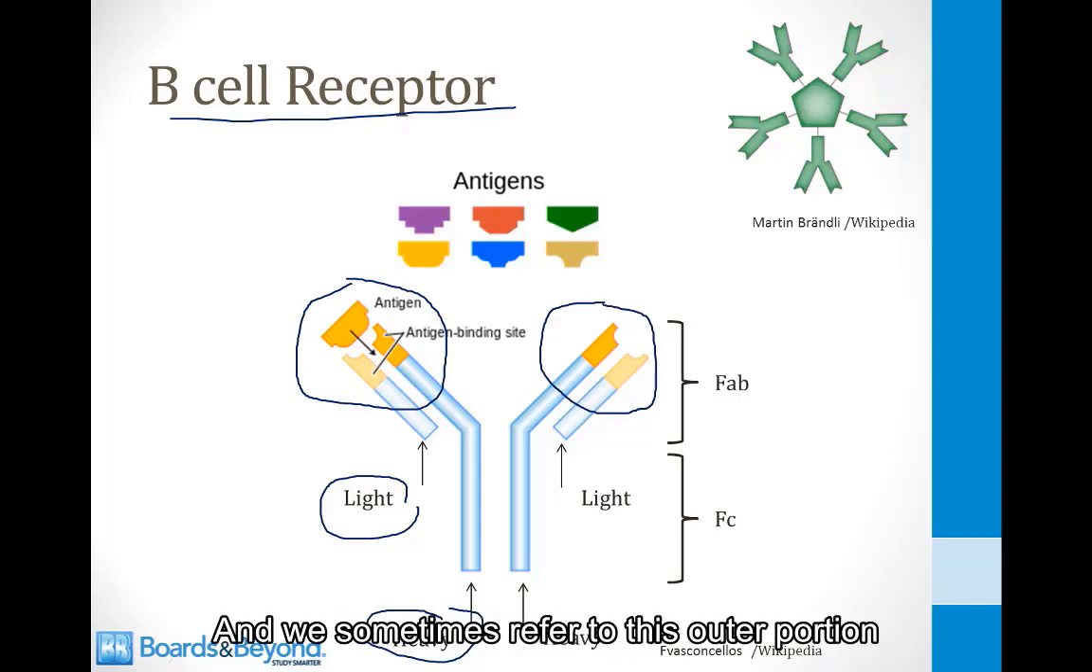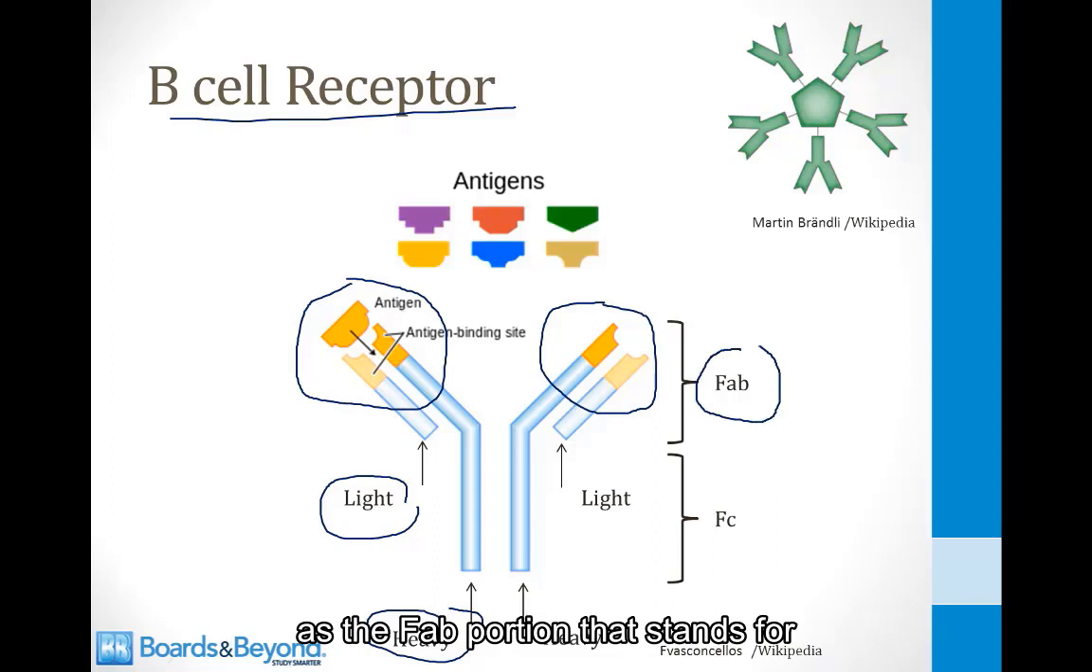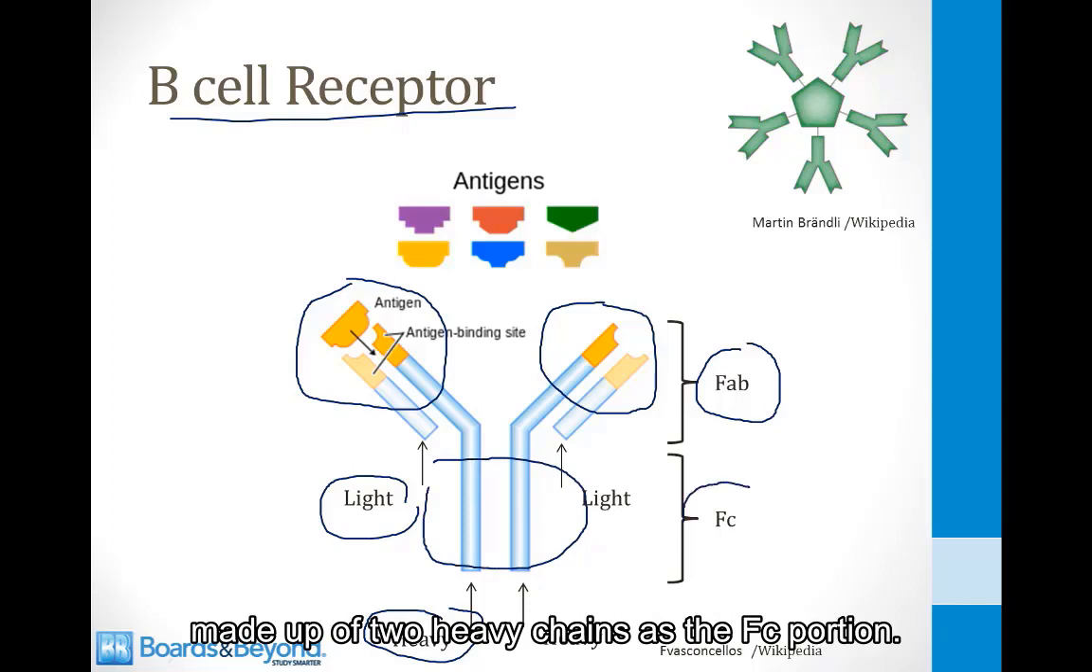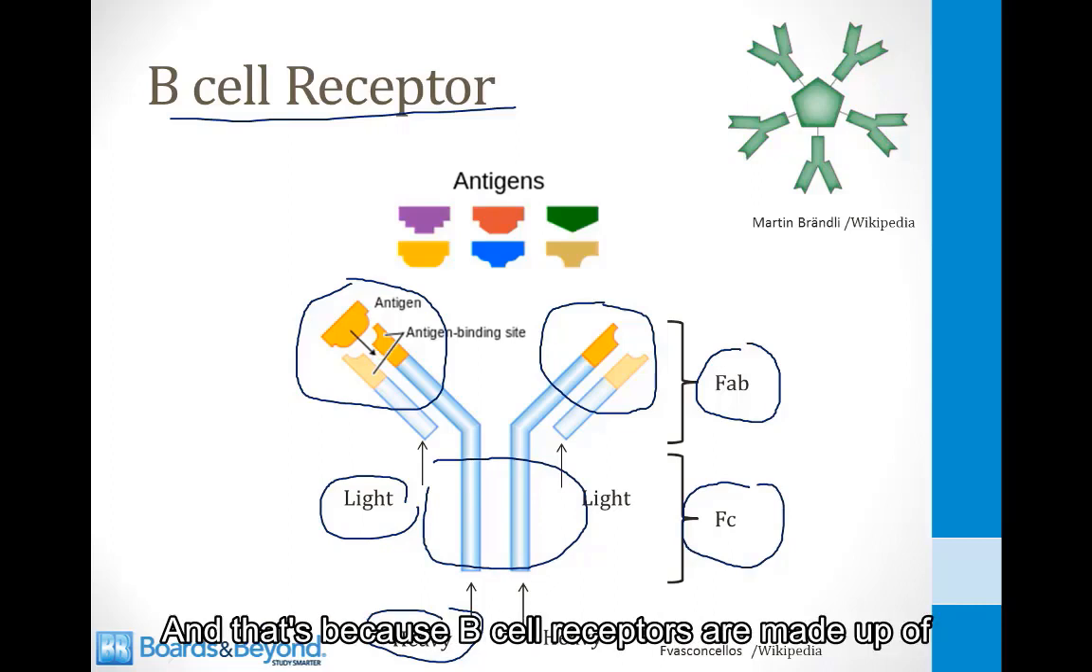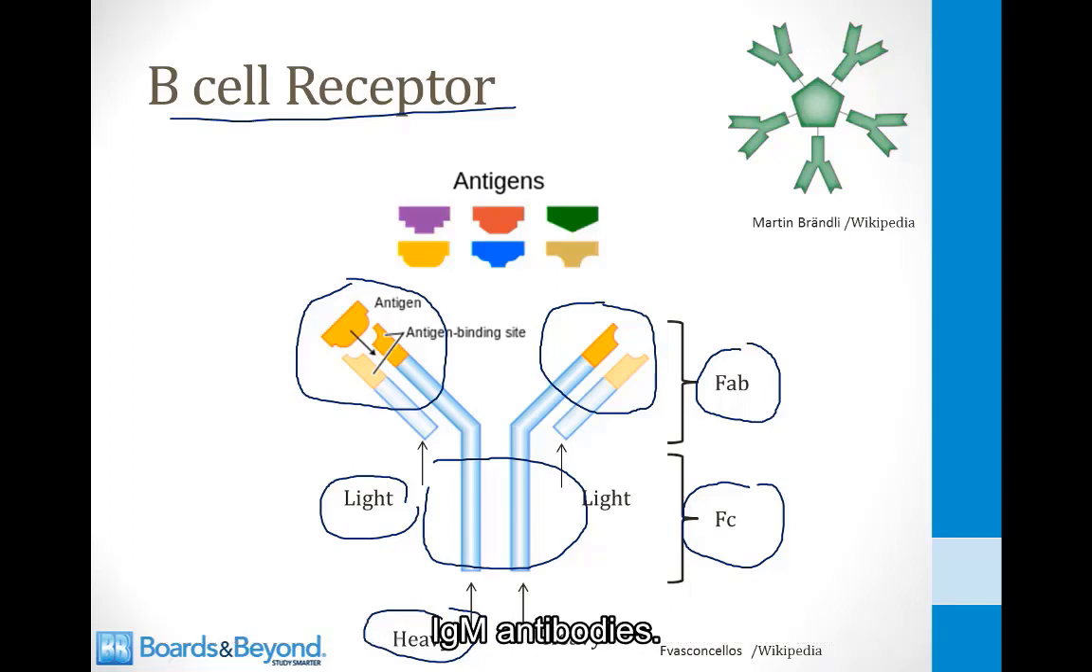We sometimes refer to this outer portion as the FAB portion, that stands for fragment antigen binding. And we sometimes refer to this inner portion made up of 2 heavy chains as the FC portion. If you think this structure of the B cell receptor looks familiar, you are correct. It looks like an antibody. And that's because B cell receptors are made up of IgM antibodies.